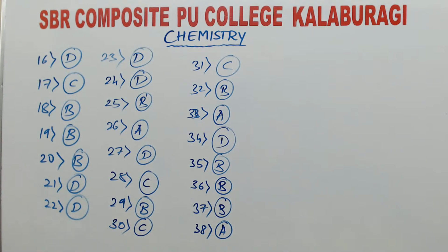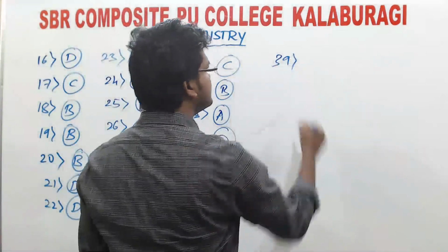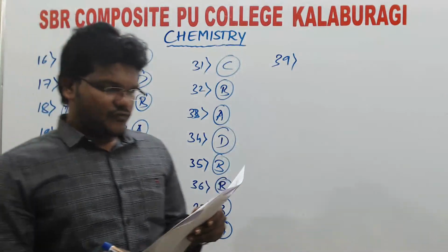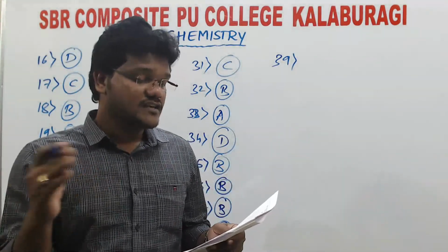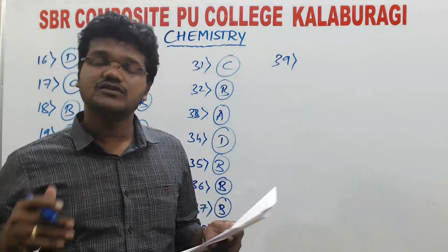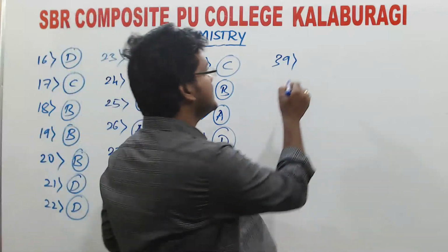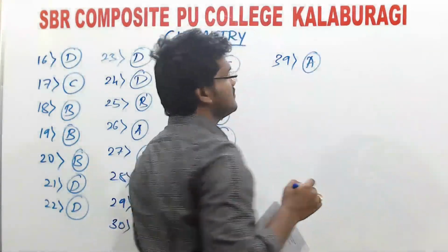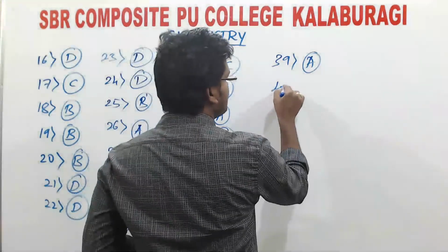Similarly, let's go for the next one, 39th. Which among the following is the strongest ortho and para directing? They are asking the same. OH, Cl, C6H5, Br. Who is the strongest activating group? Obviously, hydroxyl, OH. So 39 is again what? Option number A.